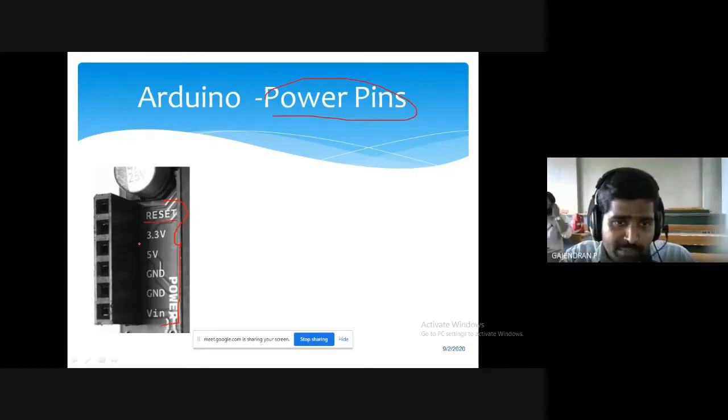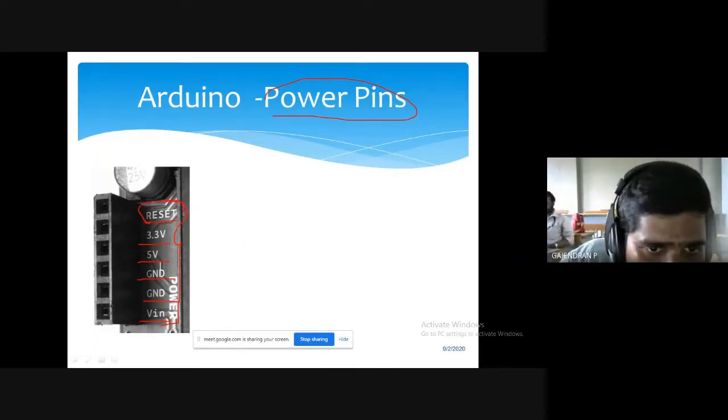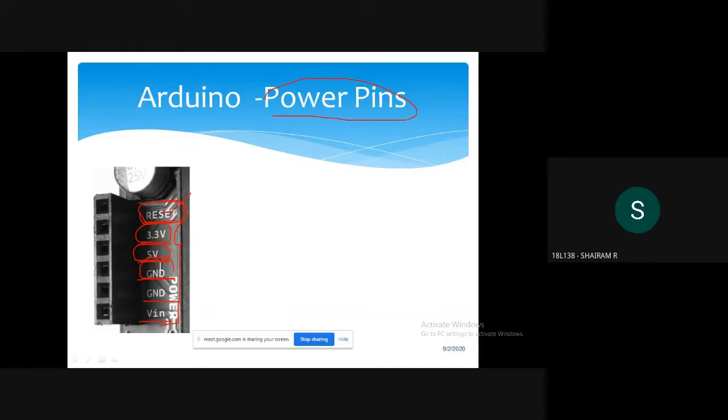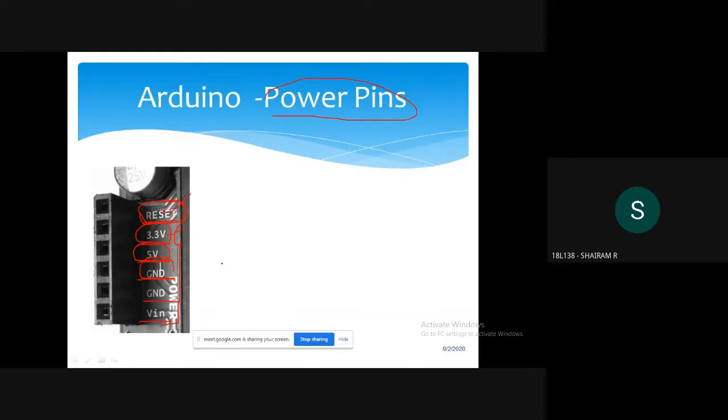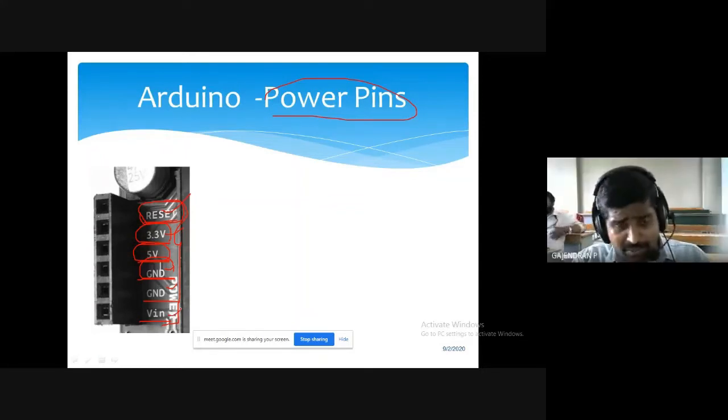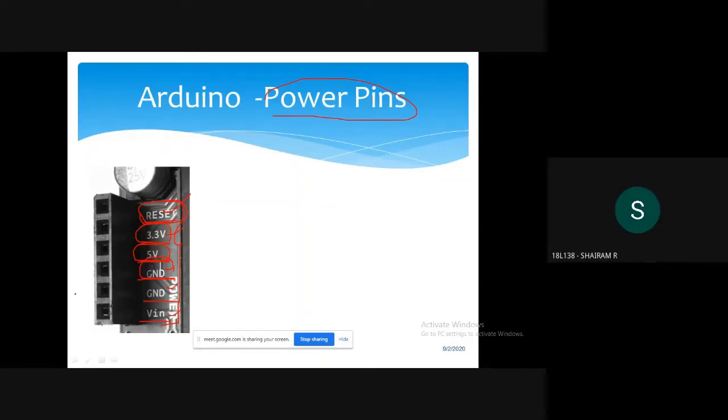What is this? Can anyone read these labels? Unmute and read. What is the first one? Hello, sir. Anyone unmute? Sir, Reset first. 3.3 volt, Reset. 3.3 volt. Then 5 volt, 5 volt. Then ground, ground. Then V in. Cherry. Okay. Who is this? Sairam, sir.